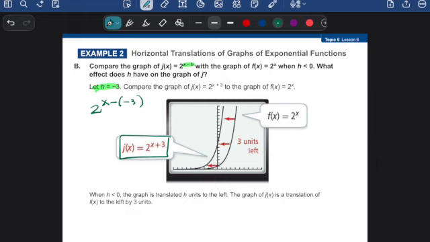So our input has shifted, and that means our whole graph is going to move to the left, because to get my same output, I have to add 3 to my input. Do you see? So to get this output right here, to get it back to the parent function, I have to add 3. There's 3 hops from here to here. My input has to increase by 3 in order to match up with the parent function.